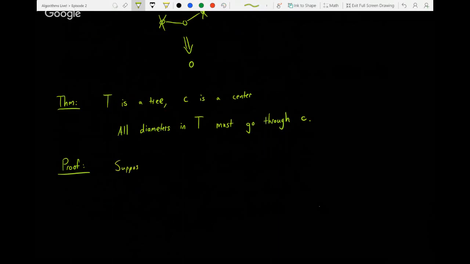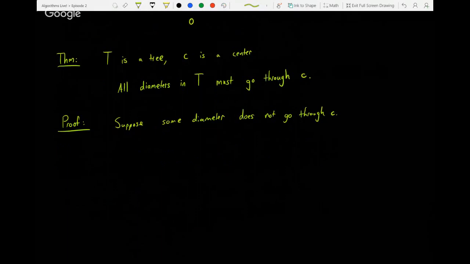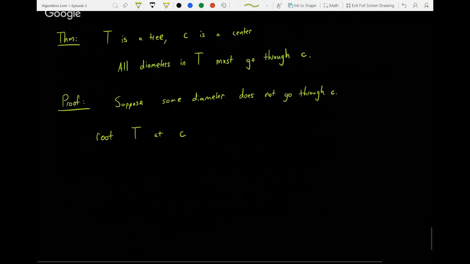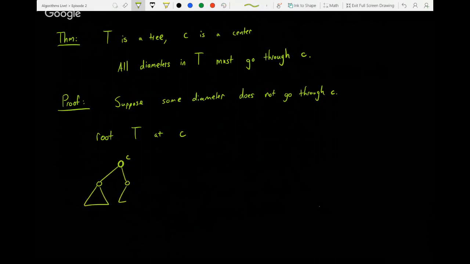Once again, I'll use proof by contradiction. I assume the opposite. I assume that the diameter doesn't go through C. And to make this proof easier, I'm just going to root my tree at the center. So there's my center C, and I have a bunch of subtrees hanging off of various kinds. What I'm going to assume is that there is some diameter that doesn't go through my center. It might go through some other center potentially.